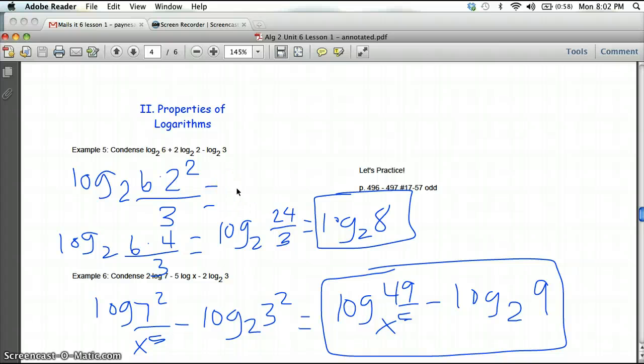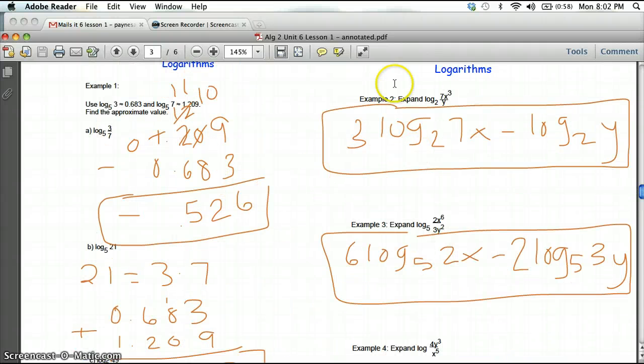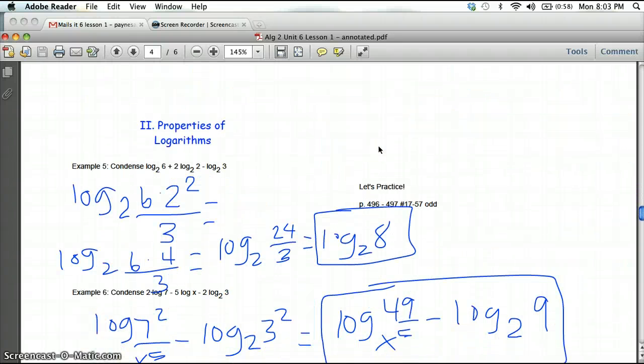Now what we're going to do is instead of expanding it, we're going to do the opposite. So here, we're going to condense it. We're going to make it smaller. So now we're starting with our adding and our subtracting, and we want to either multiply or divide. So here, when we add, remember we multiply. So log base 2, now they all 3 have the same base. So instead of writing log 2 multiple times, let's just write it one time.